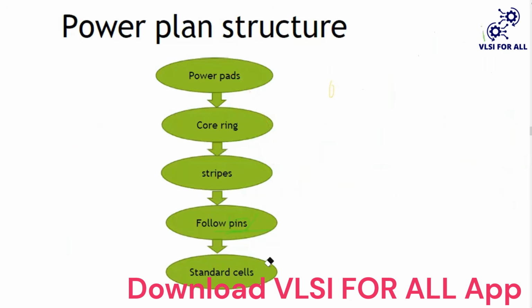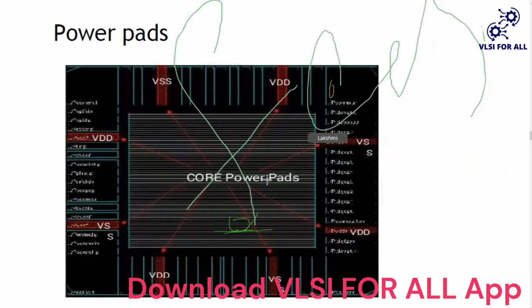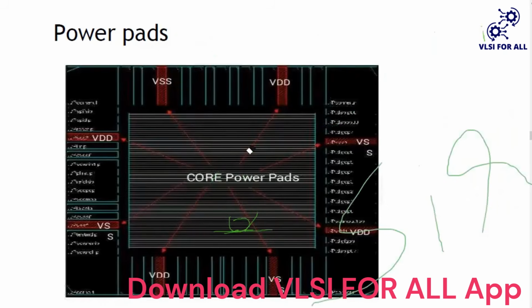Okay, next one, core power pad. We can see the pads: VDD, VSS, VDD, VSS, VDD, VSS. This is all our pads.